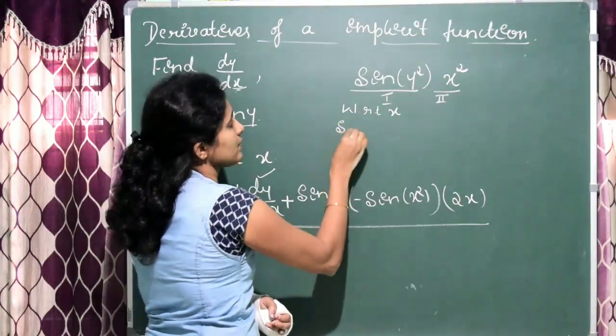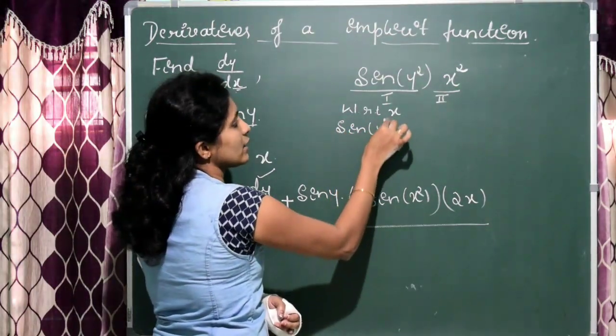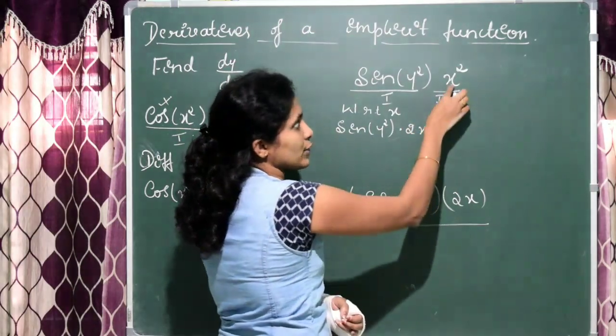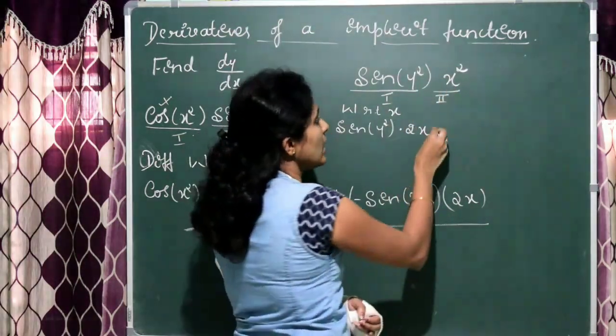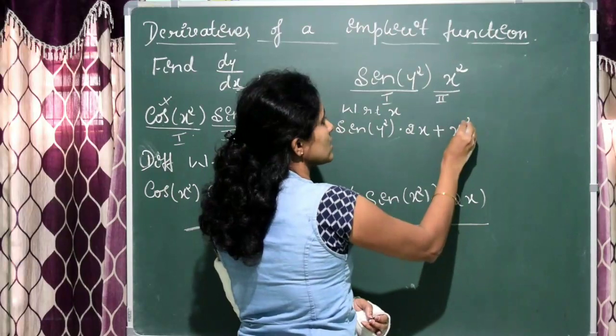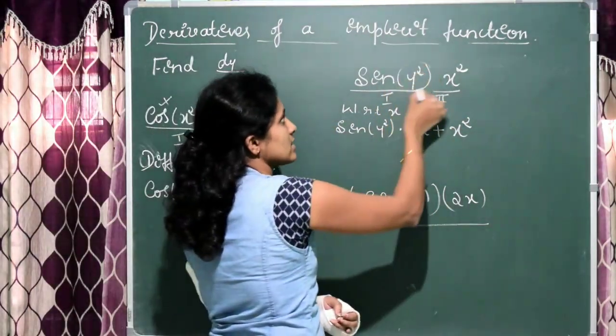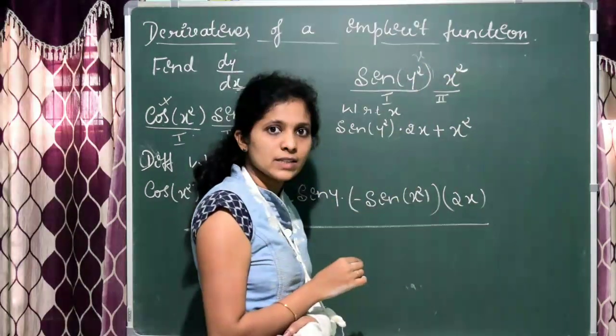Now this is now sin y square as it is. Derivative of x square. What is derivative of x square? 2x. Derivative of x with respect to x will be equal to 1, plus I write x square as it is. Now derivative of sin y square. So sin y square. Now you have to consider this as x, right? Derivative of sin x will be cos x.